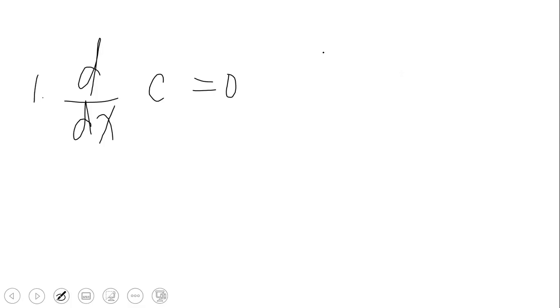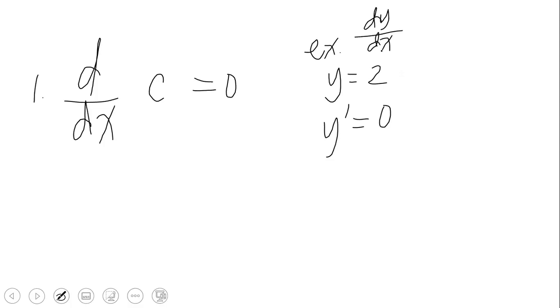Example, we have y equal to 2. Therefore, y prime equal to 0. When we write the derivative notations, we have dy over dx, then y prime. And we also have another example, y equal to 100,000. The derivative of 100,000, y prime, will also be 0.